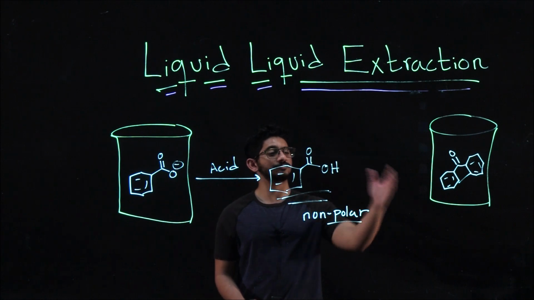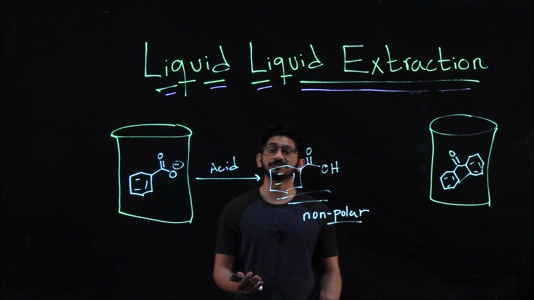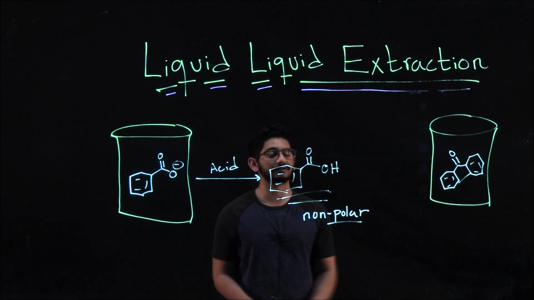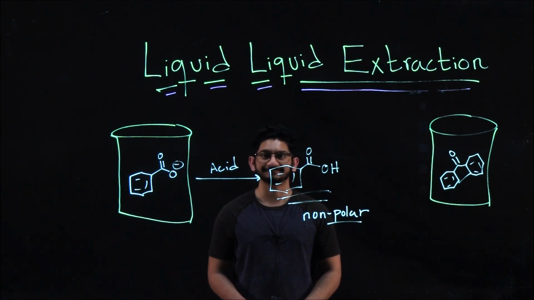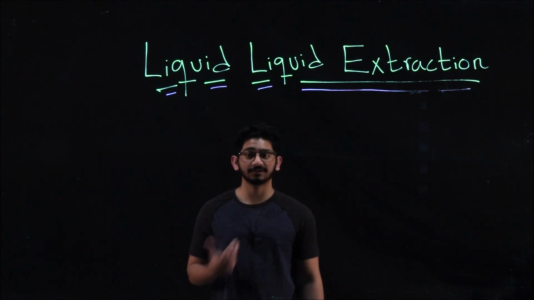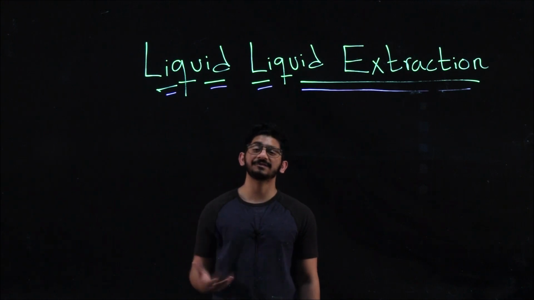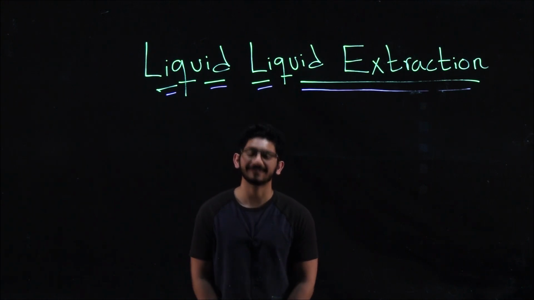However, if we want to purify our 9-fluorenone, there are many different methods to do that, one of which is recrystallization, which we will cover later on. So overall, liquid-liquid extraction is a good way to separate 2 or more compounds in a solution by manipulating their chemical properties. And thank you for watching.